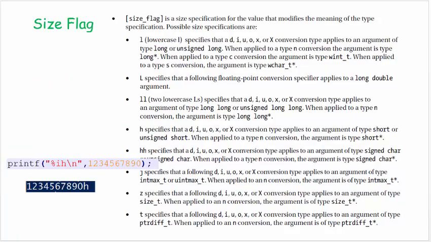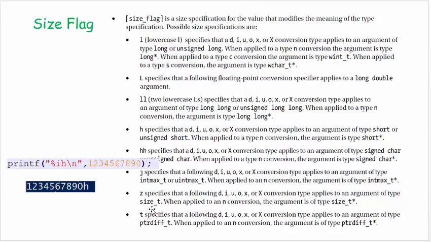The next category was the size flag. I've actually never used it formally in a program, but I'm sure it has its use. I played with some values of it right now, but it looks like it modifies the meaning of the type specification, is what it says. And so it gives you some very specific examples. One of them includes the size_t.